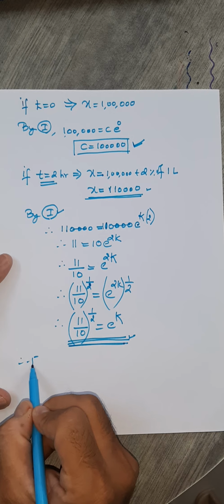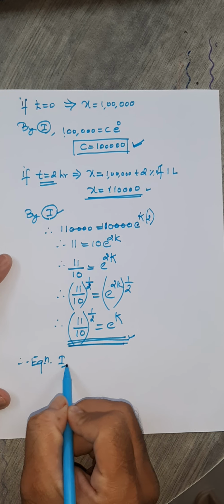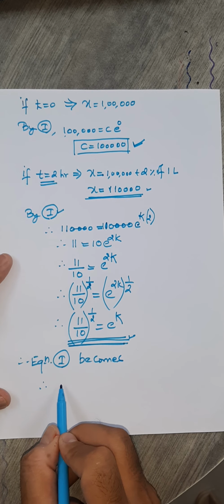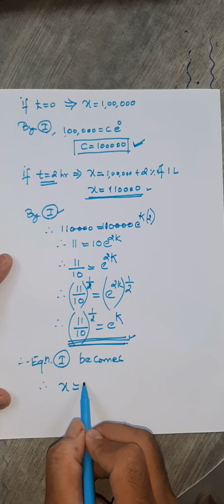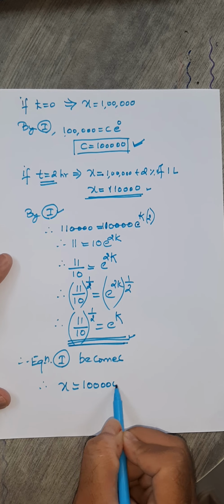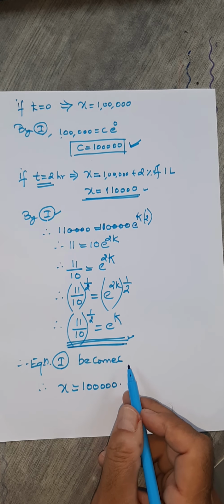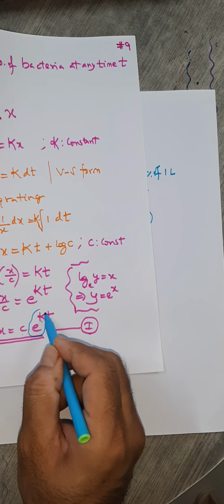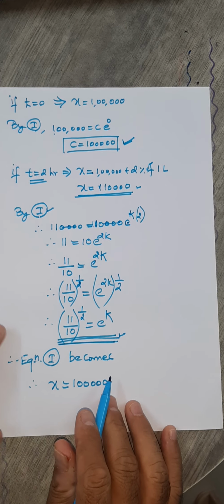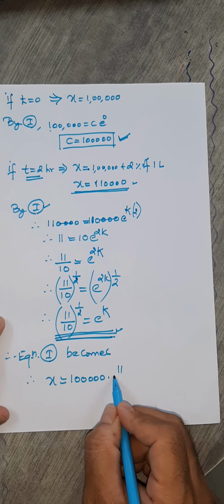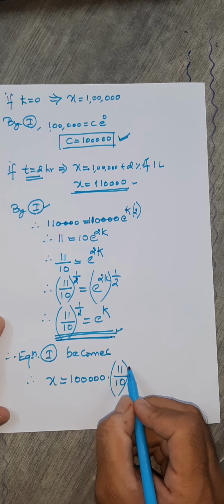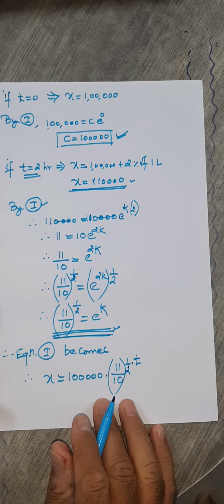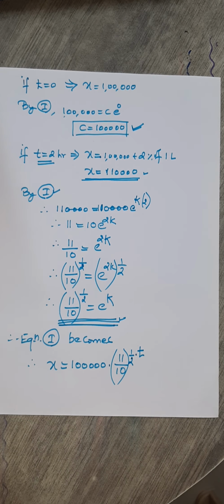So therefore equation 1 becomes finally x as it is, c is 1 lakh, here I'm just placing the value of e raised to k, remember. What is e raised to k? That is (11/10) raised to 1 by 2, and raised to t is there, remember. So here t as it is. I hope this is clear to you.